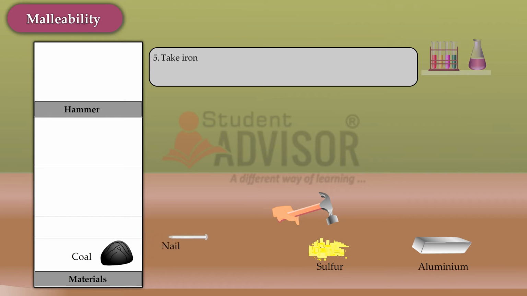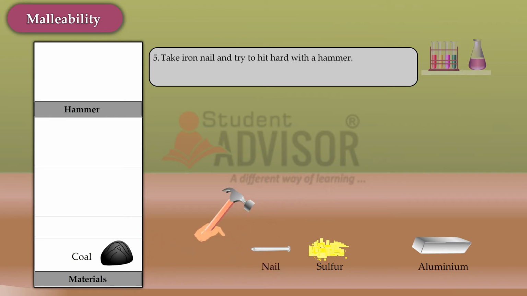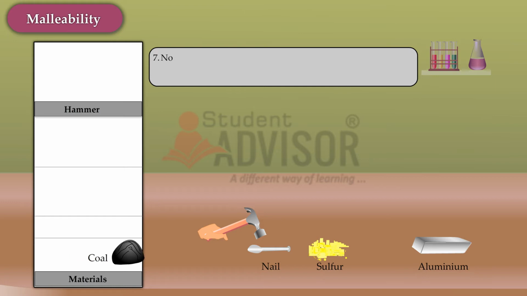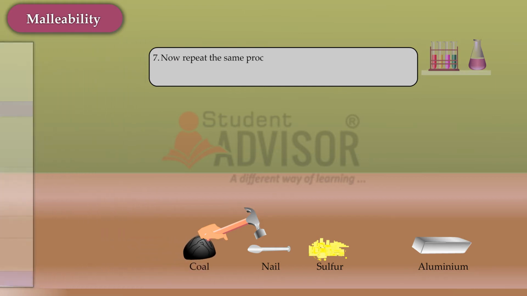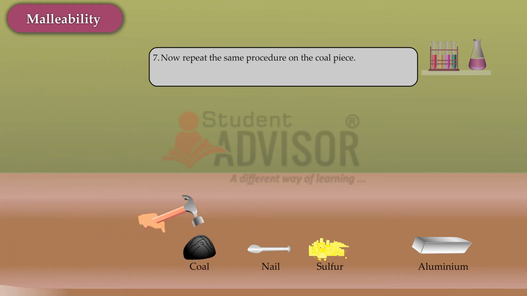Take iron nail and try to hit hard with a hammer. The shape of iron nail changes. Now repeat the same procedure on the coal piece. Coal piece changes into powder.